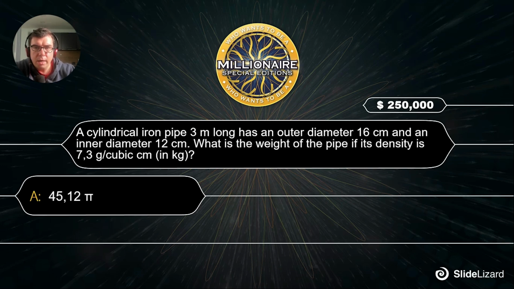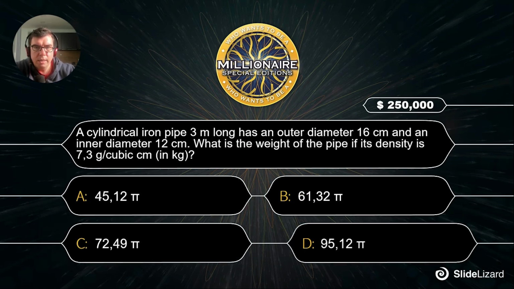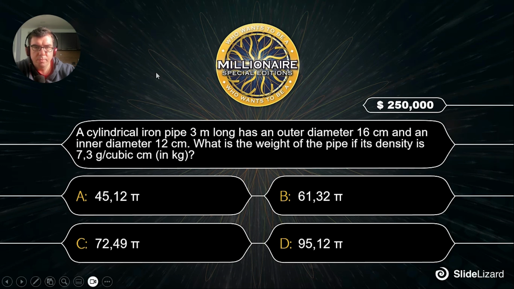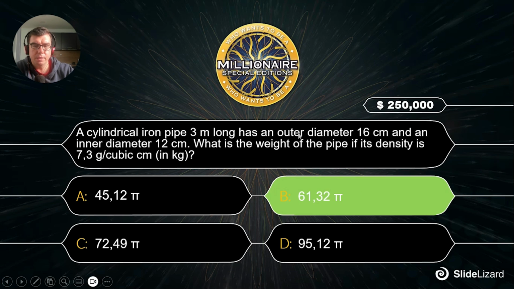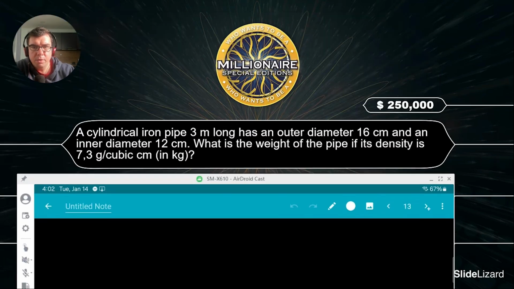A cylindrical iron pipe 3 meters long has an outer diameter 16 and an inner diameter 12. What is the weight of the pipe if its density is 7.3 grams per cubic centimeters in kilograms? Did you find B, 61.32 pi? That is correct. Now, because it says 7.3 grams per cubic centimeters, let's make everything into centimeters.